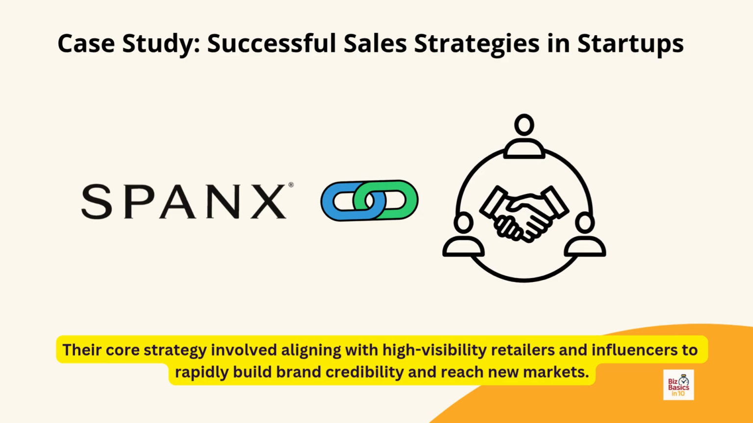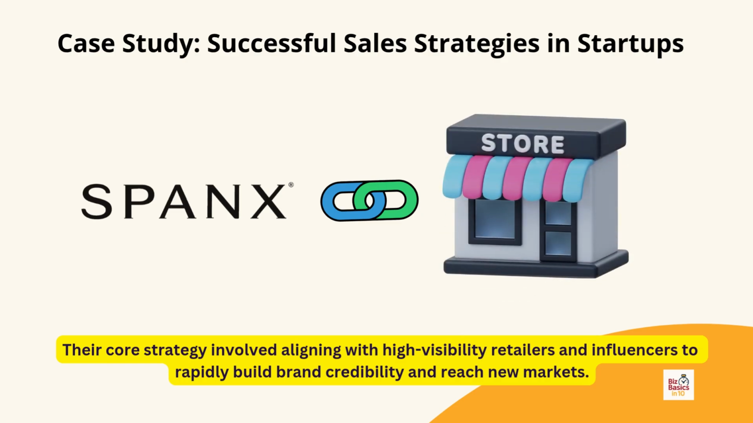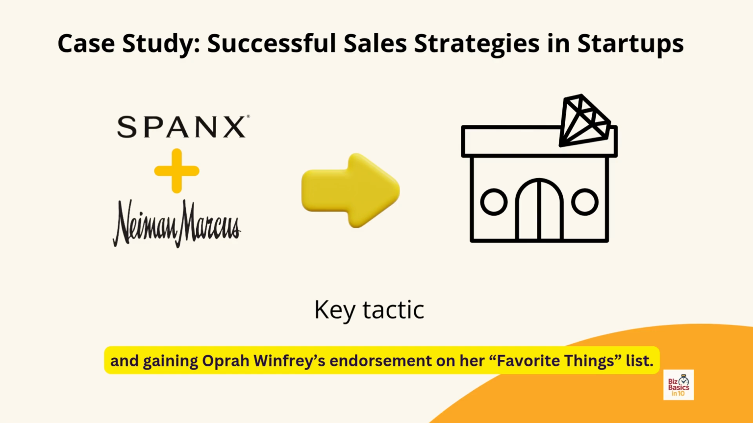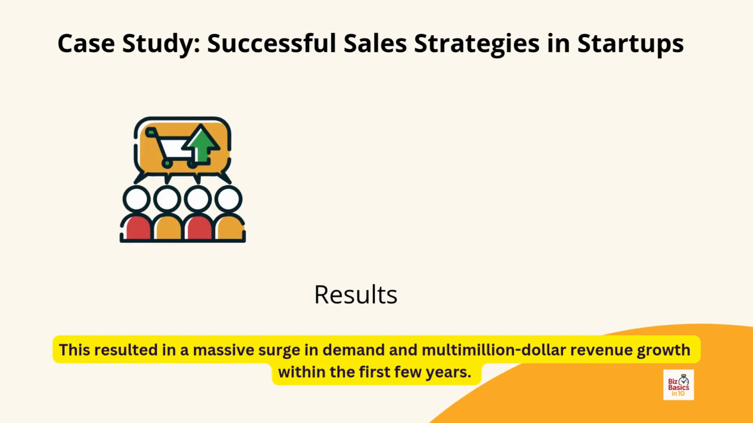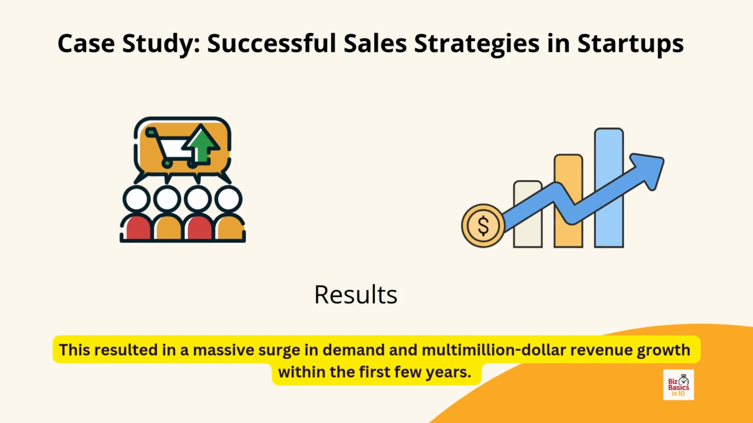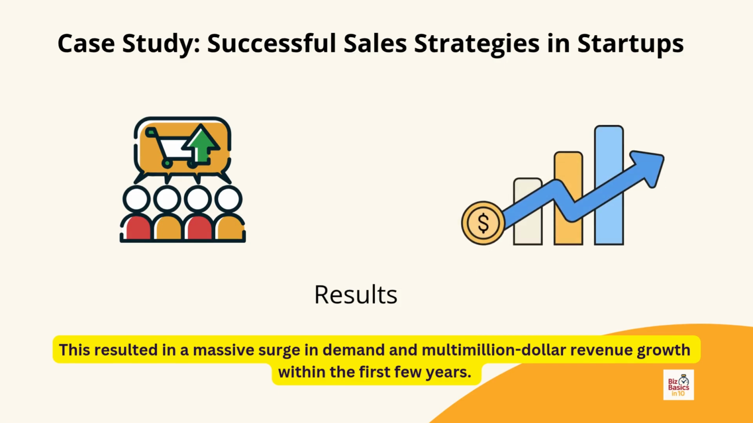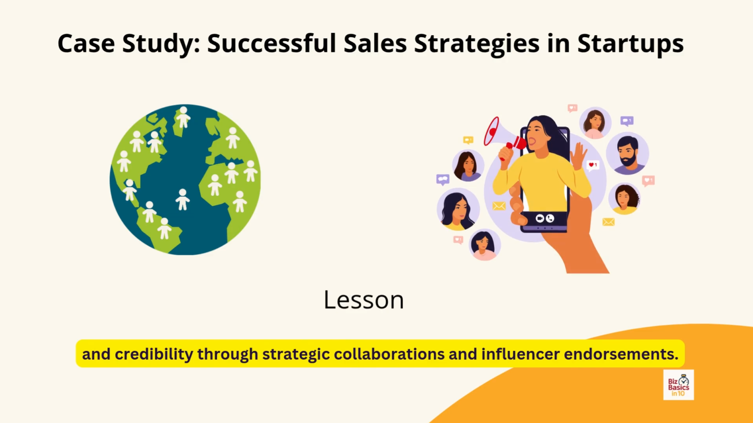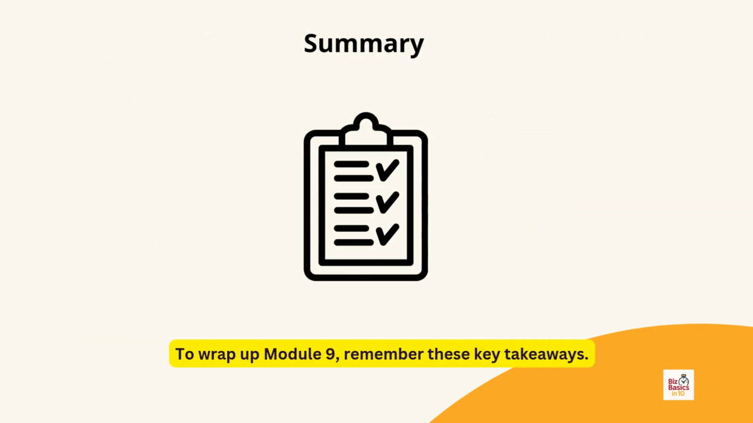Their core strategy involved aligning with high-visibility retailers and influencers to rapidly build brand credibility and reach new markets. A key tactic was partnering with Neiman Marcus to get Spanx products into high-end retail stores and gaining Oprah Winfrey's endorsement on her favorite things list. This resulted in a massive surge in demand and multi-million-dollar revenue growth within the first few years. The main lesson we can draw from this is the potential of expanding your reach and credibility through strategic collaborations and influencer endorsements.